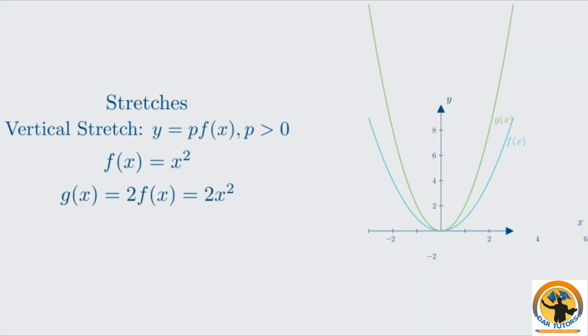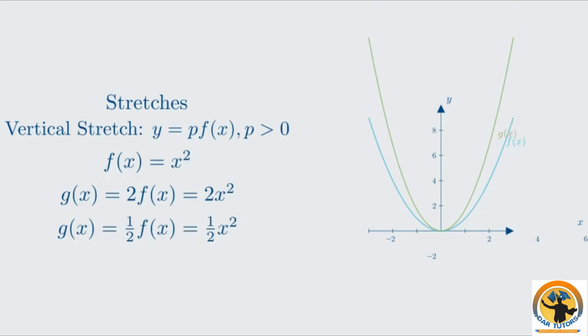Every y-coordinate is doubled. Now let's try g of x equals 1/2 f of x. This is g of x equals 1/2 x squared. This time, the graph is wider. It has been compressed vertically by a scale factor of 1/2. Every y-coordinate is halved. So multiplying the function by a constant stretches it vertically.